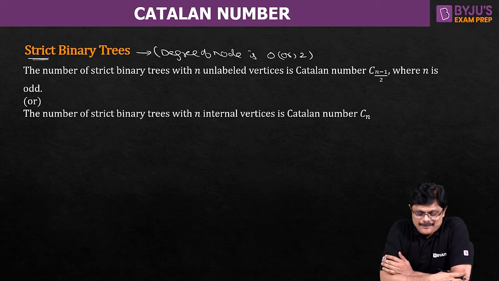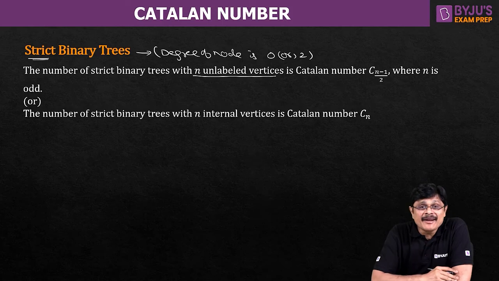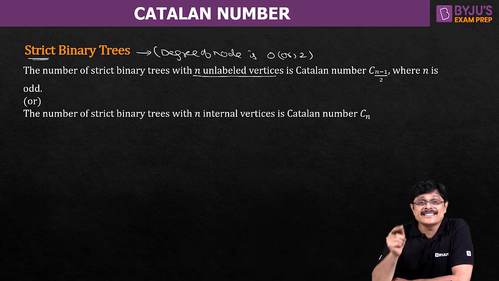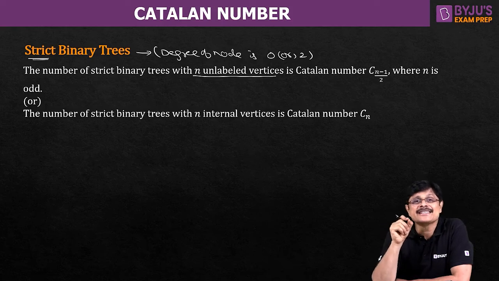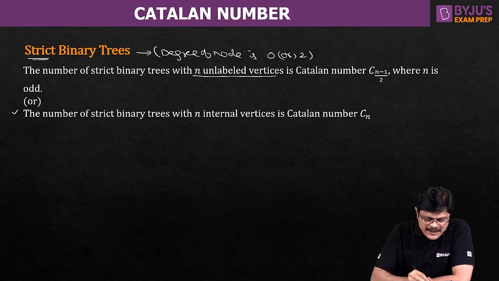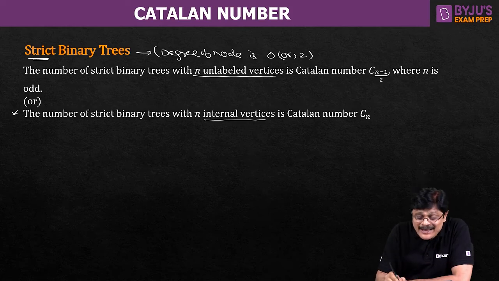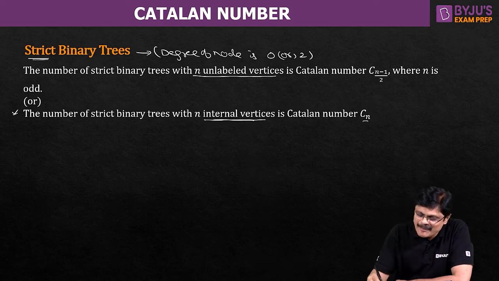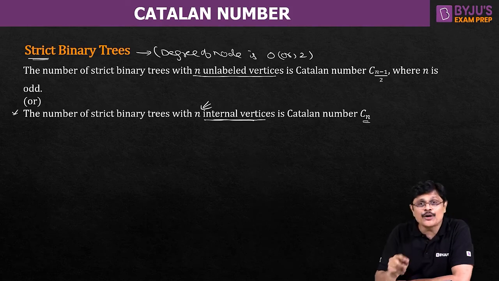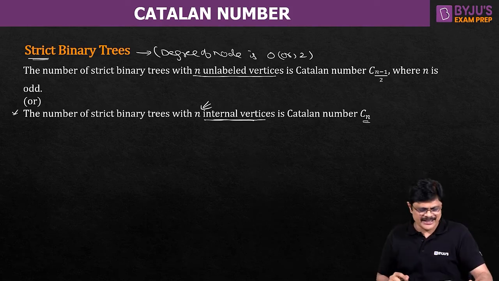Now, see this carefully. The number of strict binary trees with n unlabeled vertices is given by a Catalan number. See the formula here: C of (n minus 1) by 2, not Cn. If you are having n nodes and it is a strict binary tree, the number of strict binary trees with n unlabeled vertices is given by the formula C of (n minus 1) by 2. Or if you want to say it in terms of n, but that n will be internal nodes, not the number of nodes. With n internal nodes, the answer is Cn. Okay, let us try to understand this.